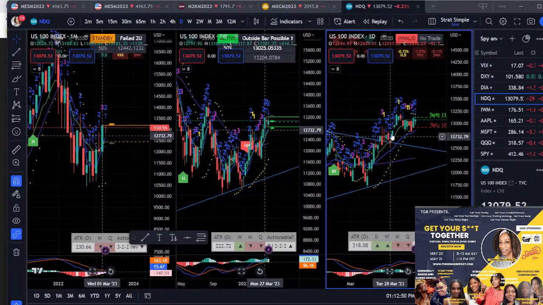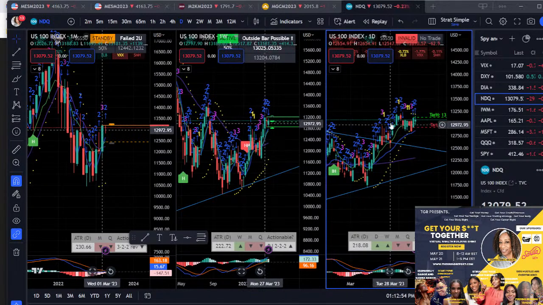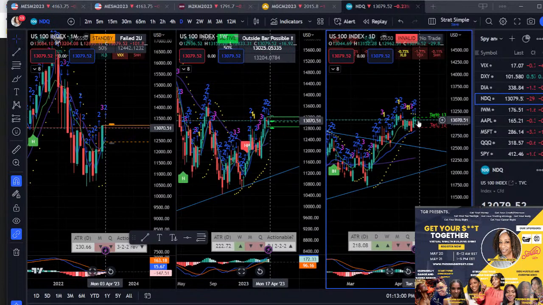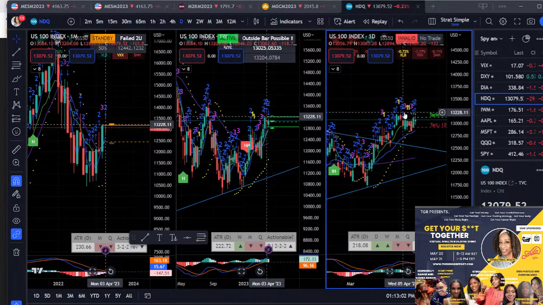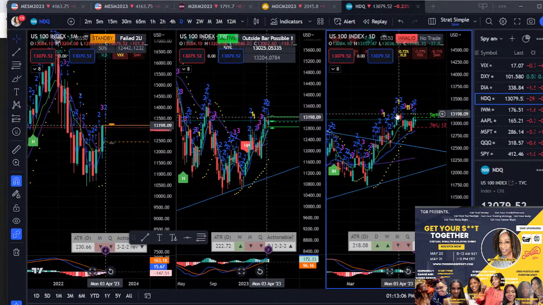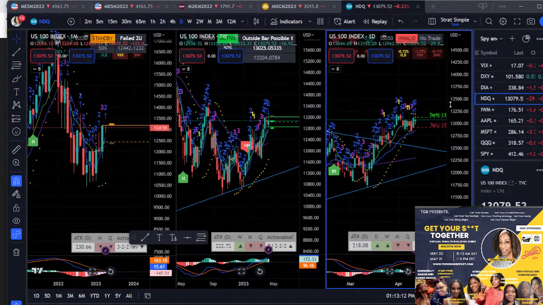This looks like a cup and handle. Almost like a cup and handle. Or this is the cup and handle. Or if you want to call this a bull flag to break out. So yeah, if it breaks that monthly, we can definitely see NASDAQ fly.